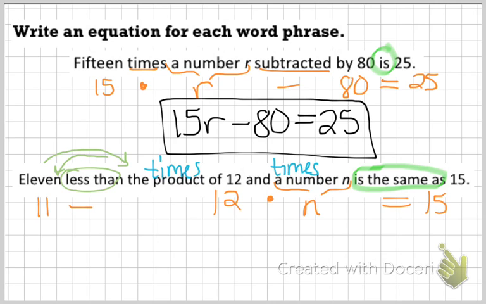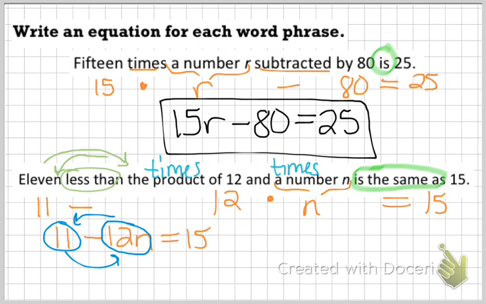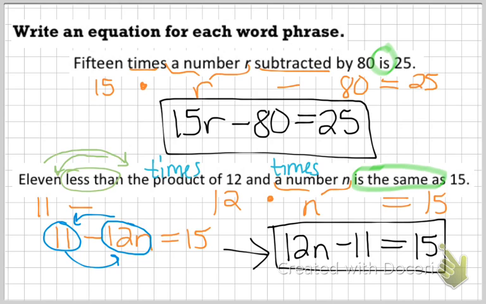So I'm going to rewrite, in simplest understanding, this whole equation. We have 11 minus 12 times n, 12n, is equal to 15. However, the statement said less than, which means we will need to turn these two terms around. This term and this term will switch places. They're going to swap. So in the end, our equation will be 12n minus 11, because we swapped places with the 11, and it is equal to 15. And that is our equation.